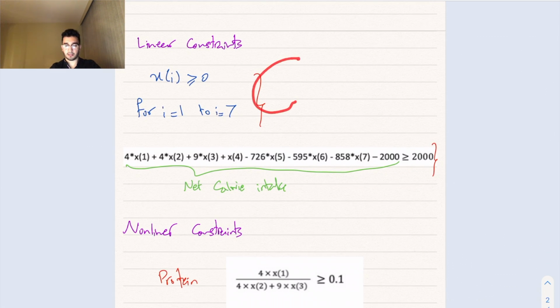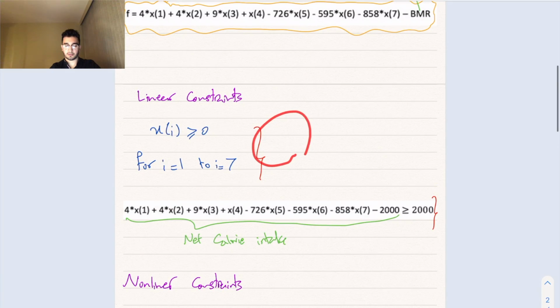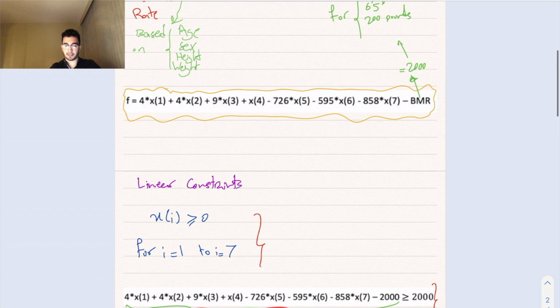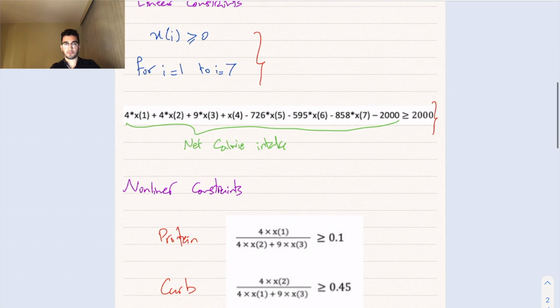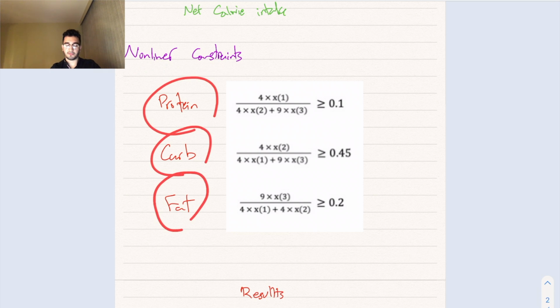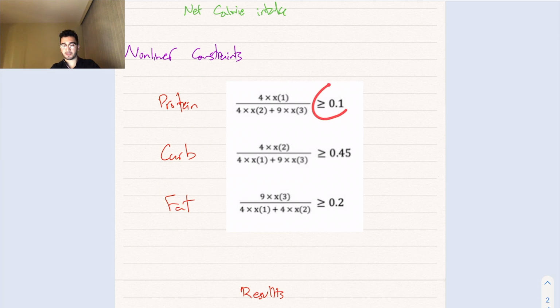We have some constraints, nonlinear constraints and linear constraints. The linear ones are that every variable has to be positive, and also the net calorie intake, what we have here, has to be above 2000. That's the healthy amount essentially for each day. For the nonlinear constraints, we have three ratios for proteins, carbs, and fat. Relative to the other two, they have to be above a certain number. For example, the calories received from protein over the total calories from carbs and fats has to be above 0.1.